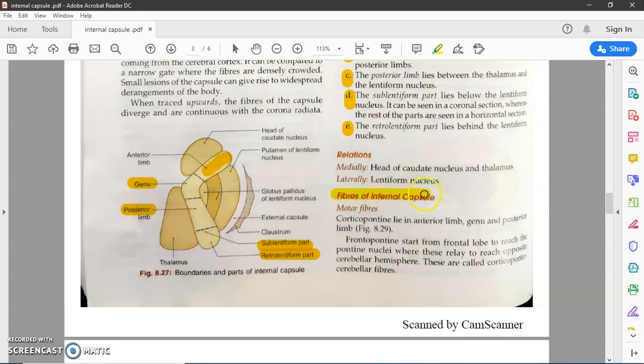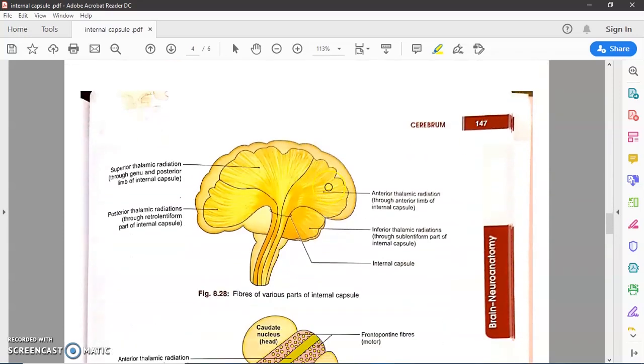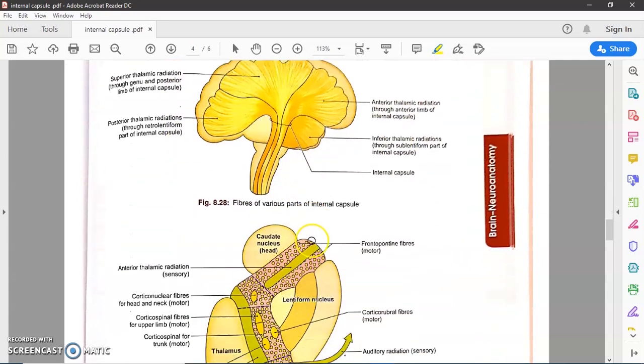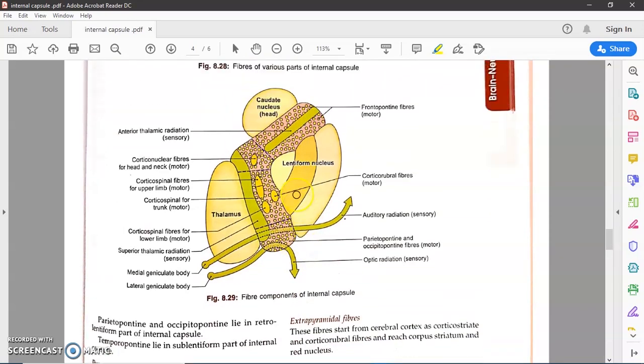Fibers of the internal capsule. The fibers passing through the capsule may be ascending to the cerebral cortex or descending from the cortex. Ascending fibers. First, these are thalamocortical fibers which go from the thalamus to all parts of the cerebral cortex. Fibers to the frontal lobe constitute the anterior thalamic radiation. They pass through the anterior limb of the internal capsule.